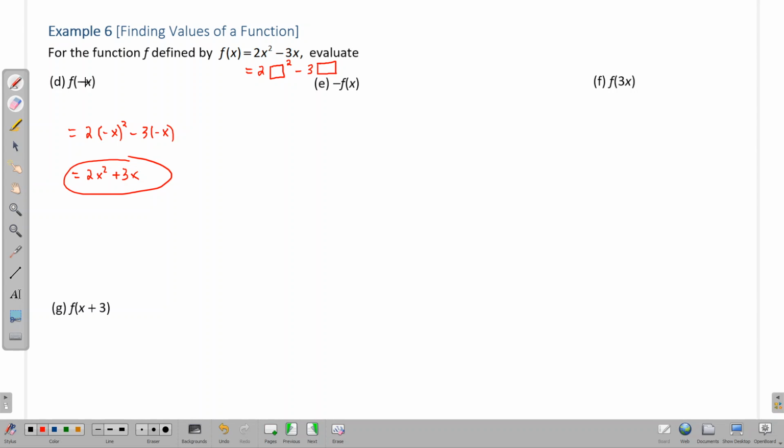Okay, the next one, this negative I would say is inside the function. This negative is outside, meaning it's applying to the whole thing. We have to multiply the entire function by a negative. So I'll just write it out this way first. Negative f of x. So this gets distributed through the parentheses. You get negative 2x squared plus 3x. And that's it for that one.